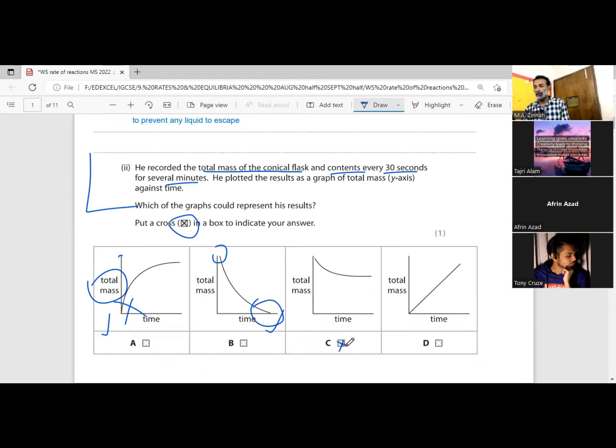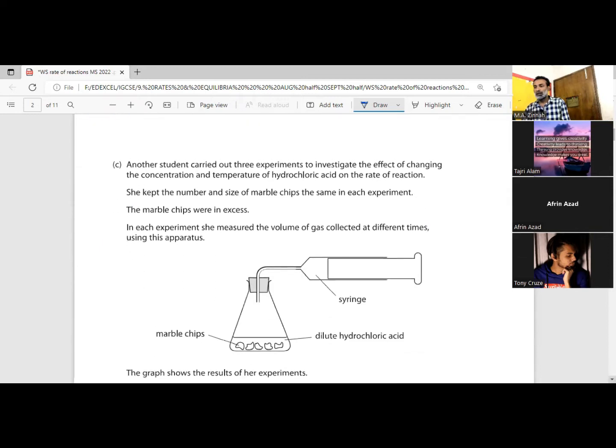Cross দিয়ে করতে হয়. তোমরা অনেকেই এরকম টিক দাও. This should be with cross, right? The last one, total mass and time. This cannot increase. Okay, total mass never increases. Now get here.